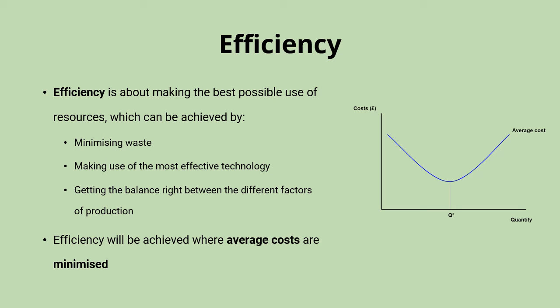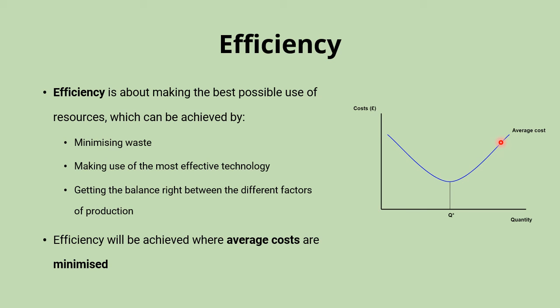Now, efficiency has an important link to average costs and your cost per unit of output. And that is because efficiency, the point for a business where efficiency is achieved, is going to be at the point where average costs are minimized. And for most businesses, if they were to graph their average cost curve, graphing costs against quantity of output here, then it's going to look a bit like a U-shape here.